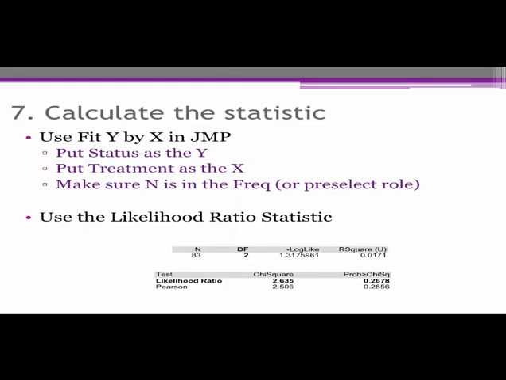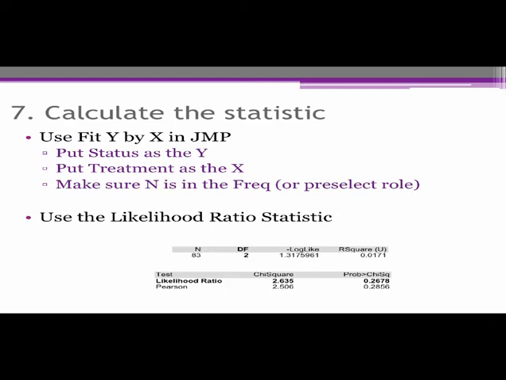Calculate the test statistic. So we'll use fit y by x in JMP. Put status as the y. It was measured after our treatment assignment. We'll put treatment as the X. It's our predictor variable. And then make sure you've pre-selected N as the frequency, or put N in the frequency in the fit Y by X window.